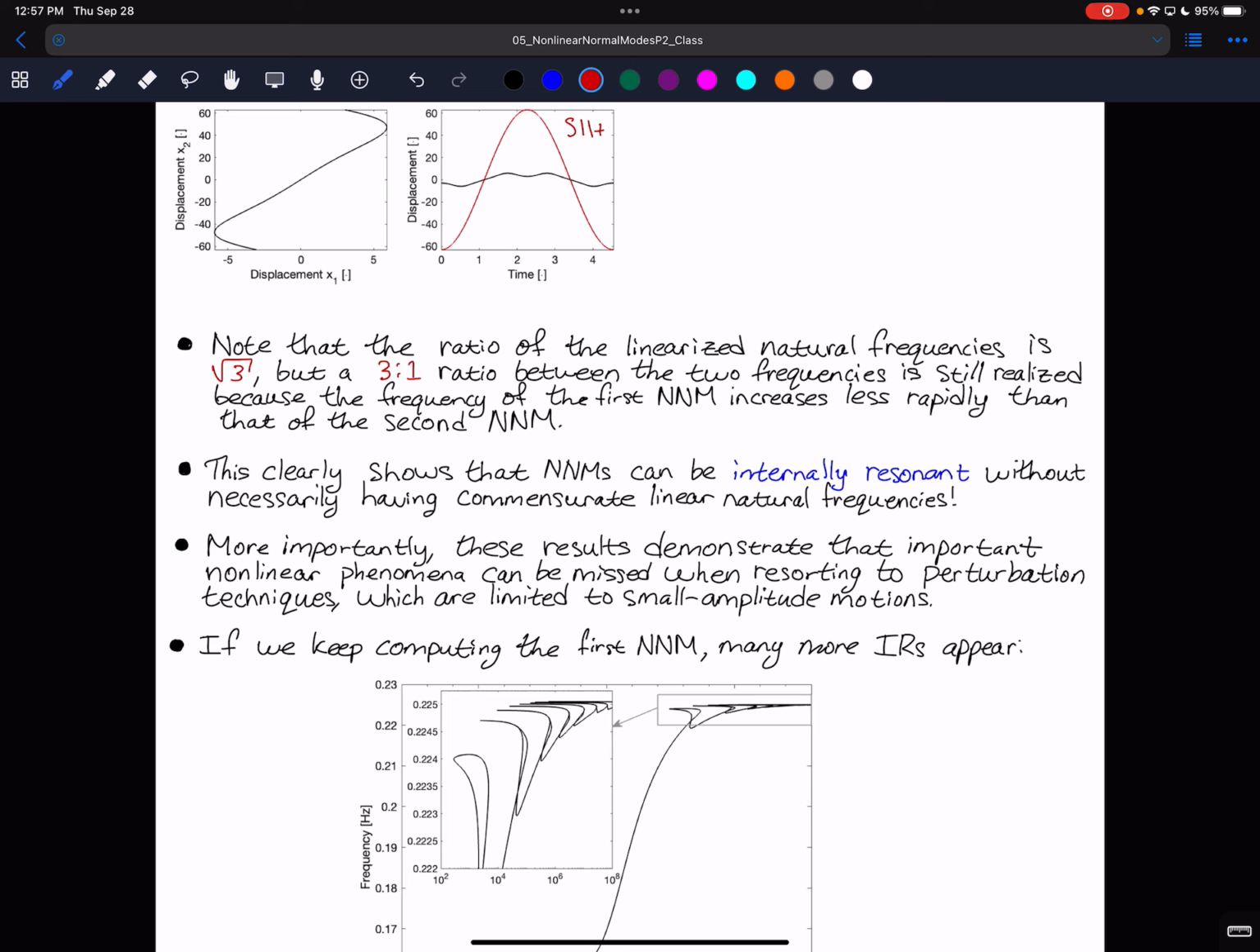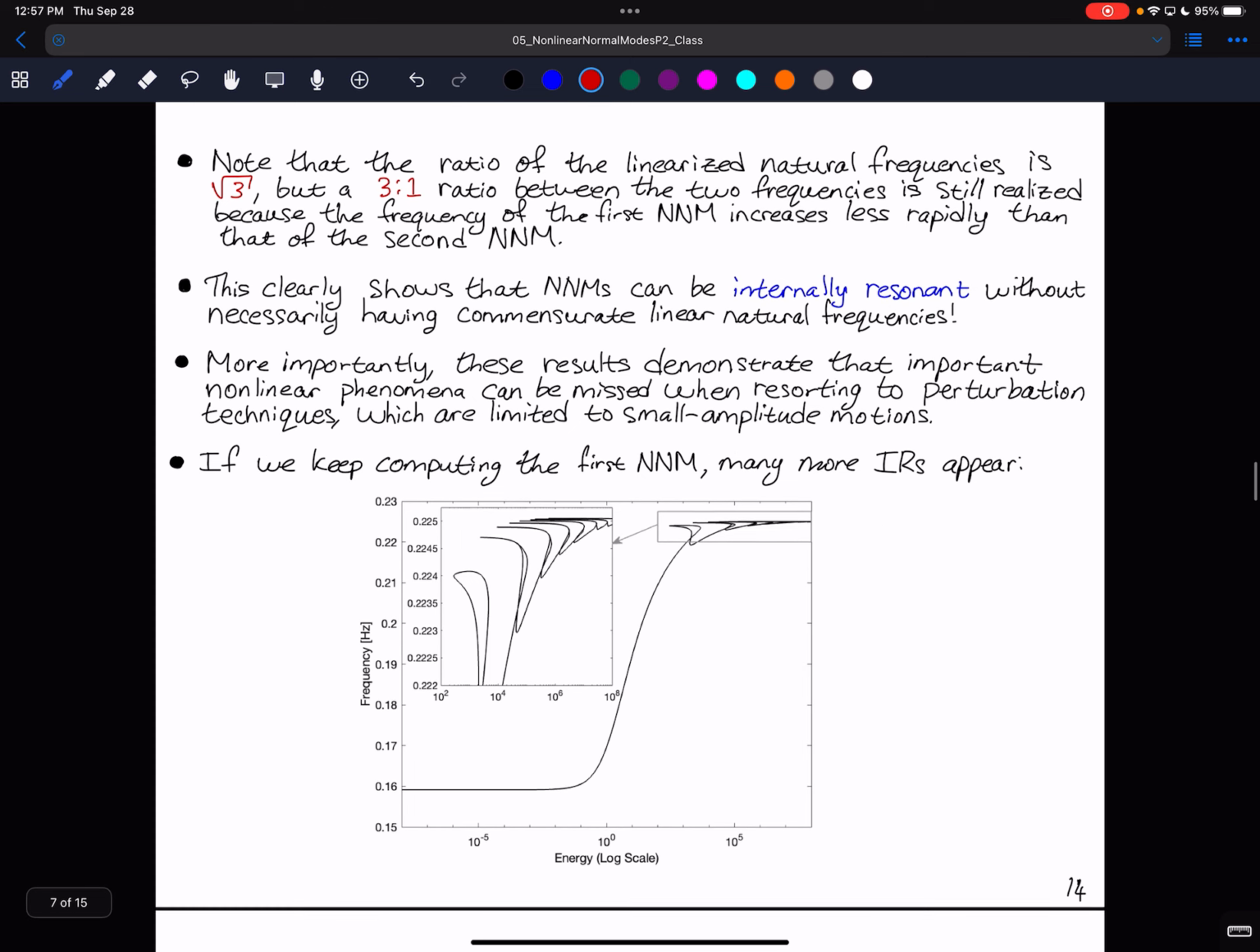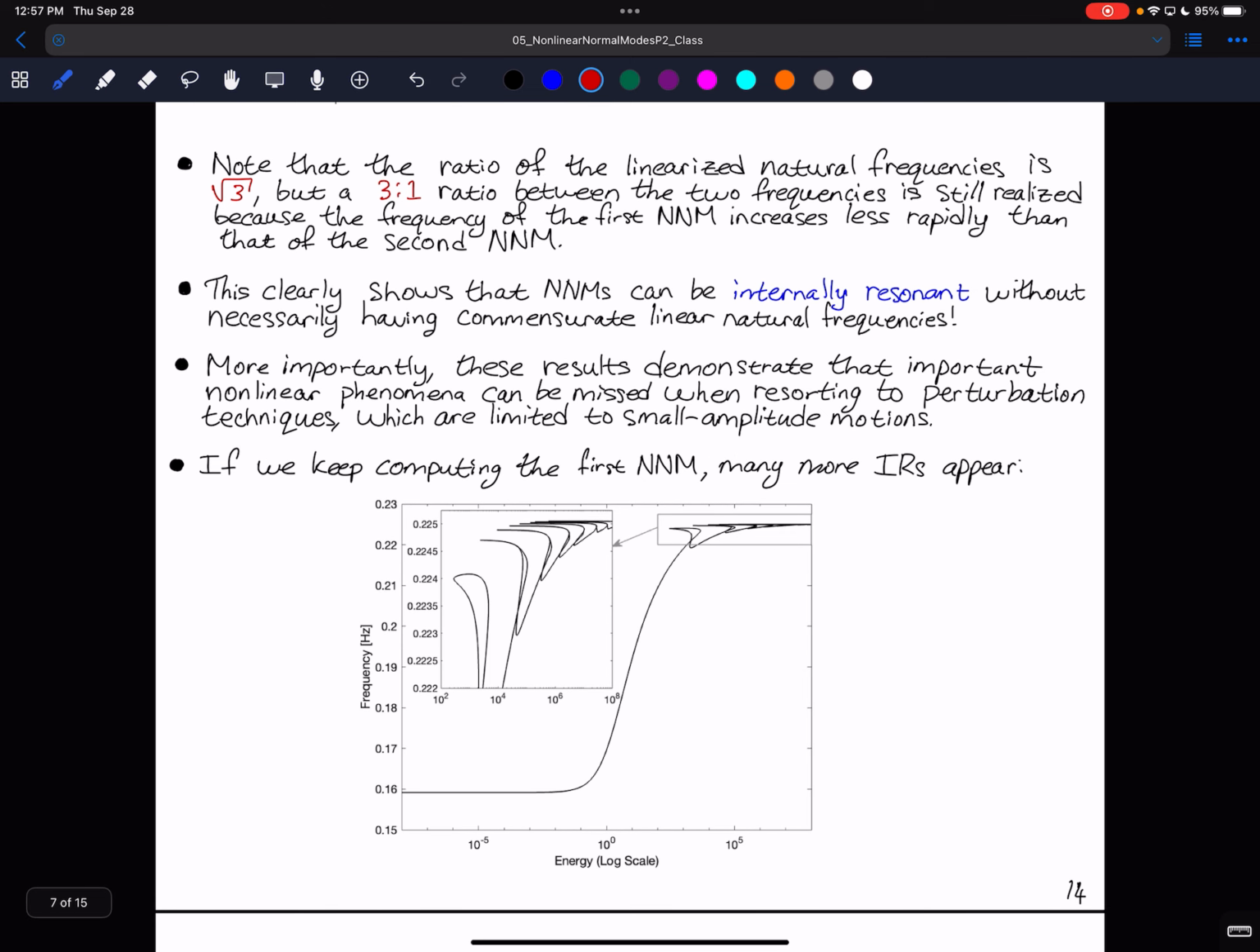So if we had a weak nonlinearity and you were to apply the method of multiple scales, you would find that this 3 to 1 internal resonance doesn't exist because the linearized frequencies don't have that ratio; their ratio is square root of 3. And so that is why things like the method of complexification averaging are so useful for studying strongly nonlinear systems. And if you keep computing that first NNM, you end up with many, many more internal resonances.